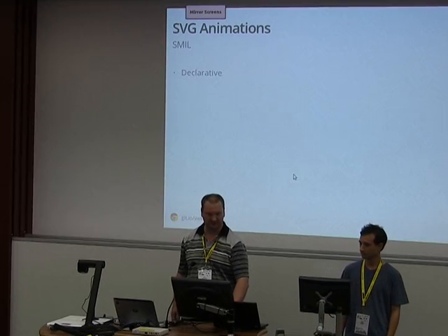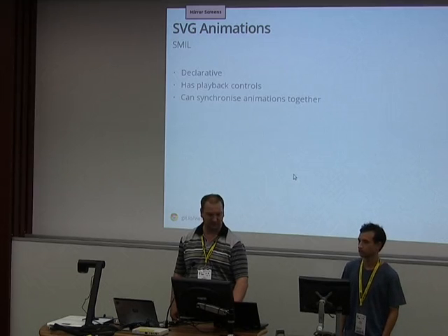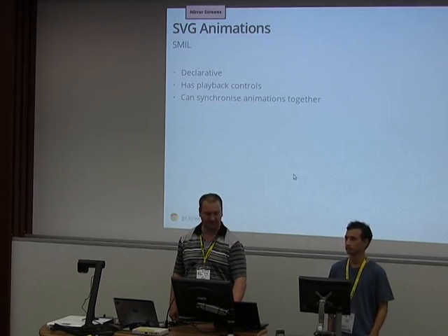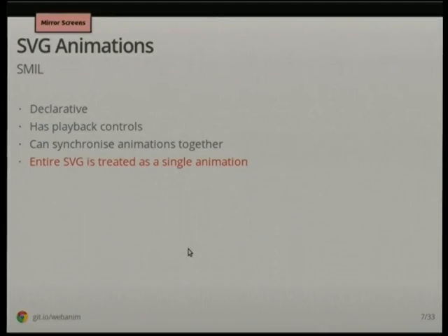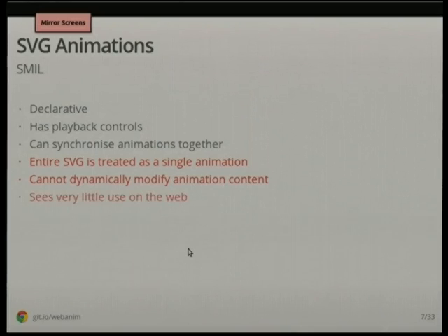The good thing is it's nice and declarative and clear what you're aiming to do. We've got the playback controls. We can synchronize animations together, so that was an advantage over the CSS animations and transitions. But it's one big SVG animation. We don't have separate controls over different parts. We can't modify it, so it's basically a pre-canned animation. And it's not integrating with the HTML content, so it's completely separate. And these are some of the same disadvantages that you had with Flash in that sense.